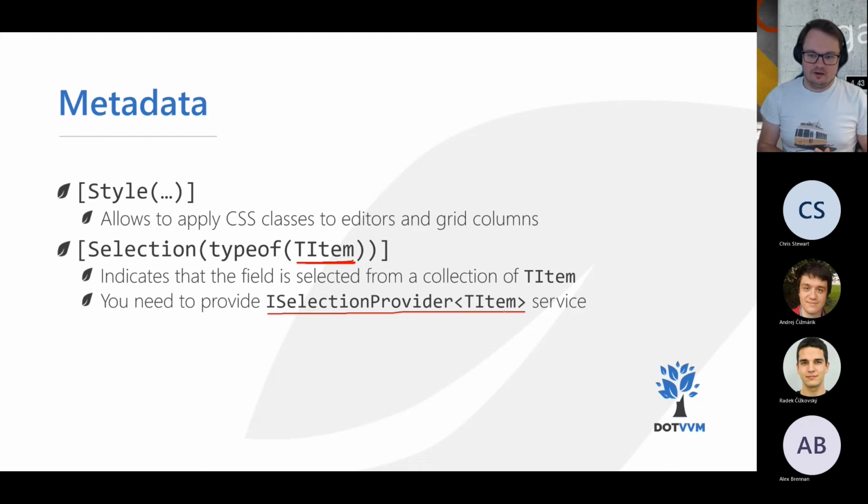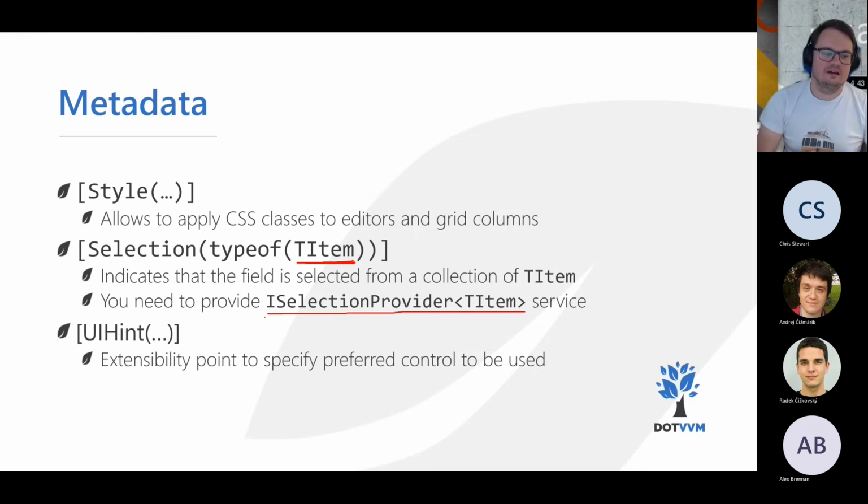So, for example, when I have a country ID property in my entity class, I can decorate it with the selection attribute, and I can say it will be country selection. And then I will provide a service that can give me a list of all countries. And I'm just registering this into the default dependency injection container, so the framework will pick it up from there. And of course, this service can have other dependencies as well.